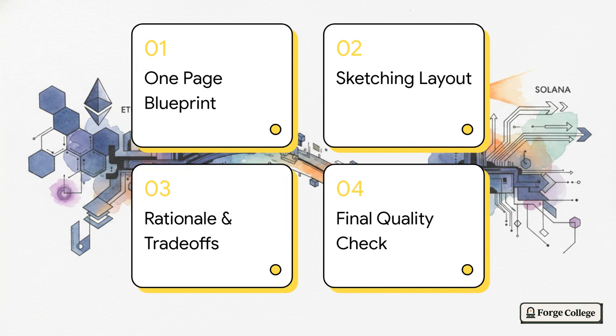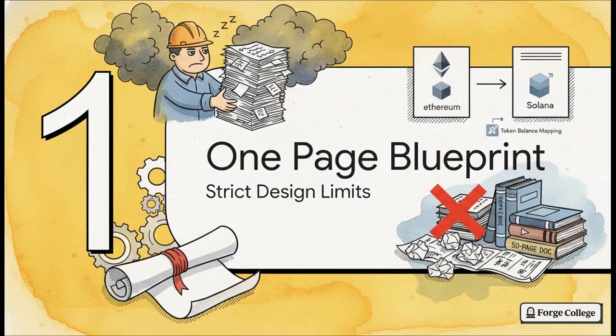So here's the game plan for today. First, we'll cover the one-page blueprint constraint. Second, sketching the Solana layout. Third, rationale and hard trade-offs. And finally, the ultimate quality check. Let's jump right in. Section 1, the one-page blueprint.